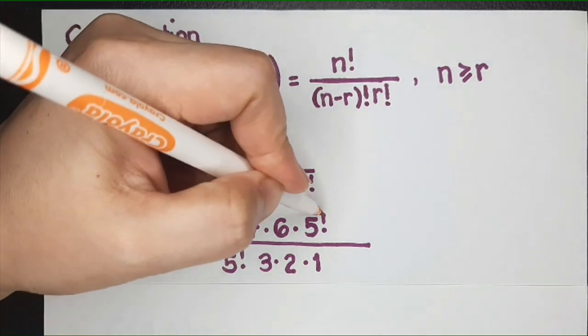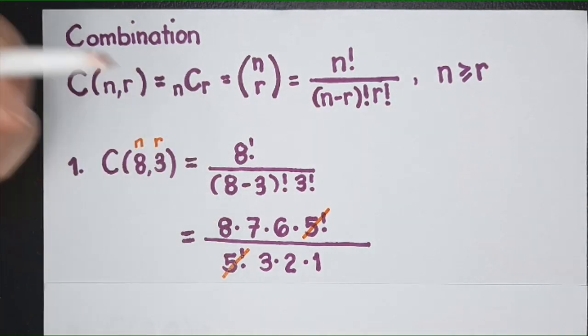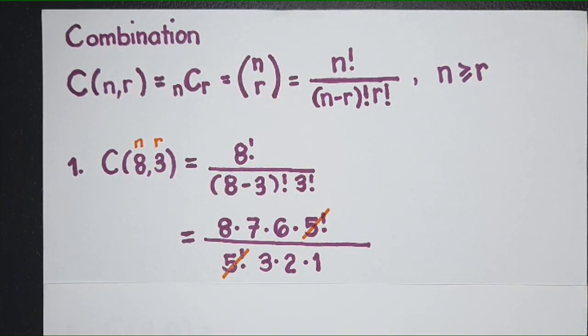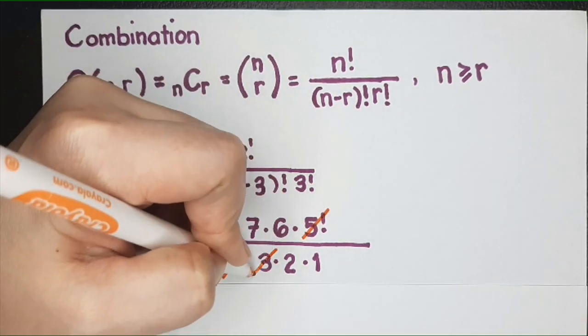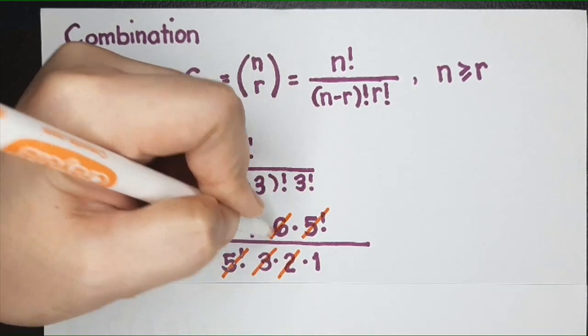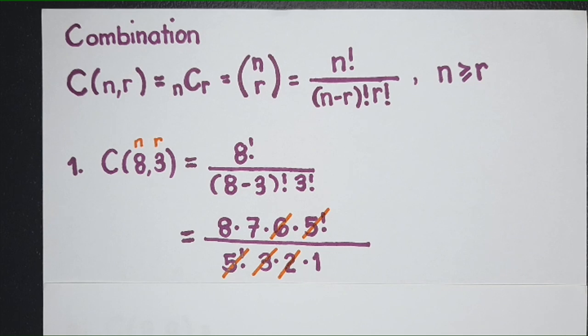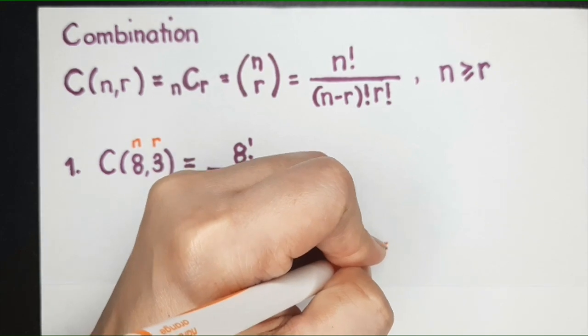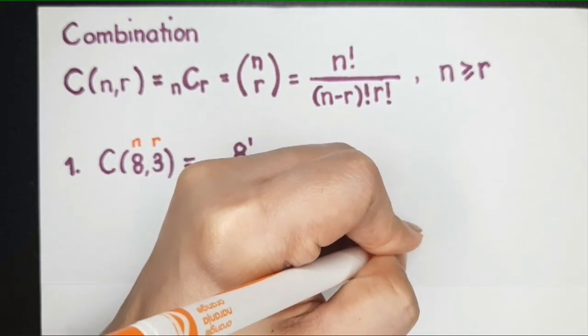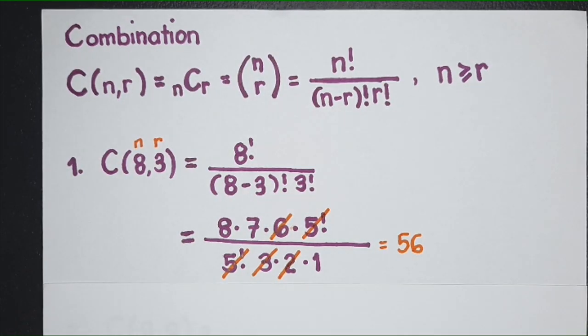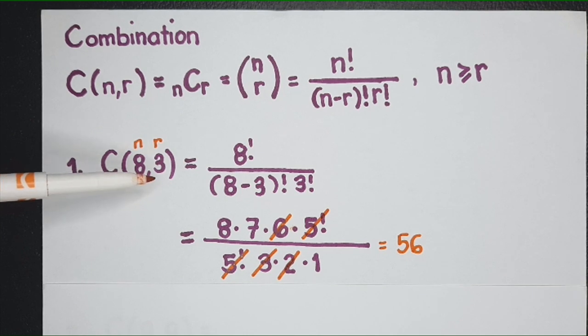Why? Because, tingnan nyo, magka-cancel lang sila. You see? Ang dali, right? And then, tingnan nyo to. What is 3 times 2? It's 6, right? So, magka-cancel out itong with 6 in the numerator. So, you only have what? What is 8 times 7? 56. Divided by 1, it is 56. So, madali lang mag-evaluate kapag isa-substitute lang natin ang value ni n at saka value ni r.